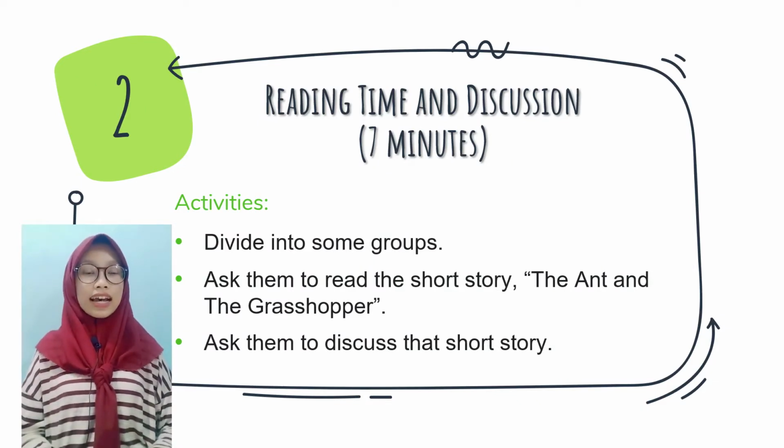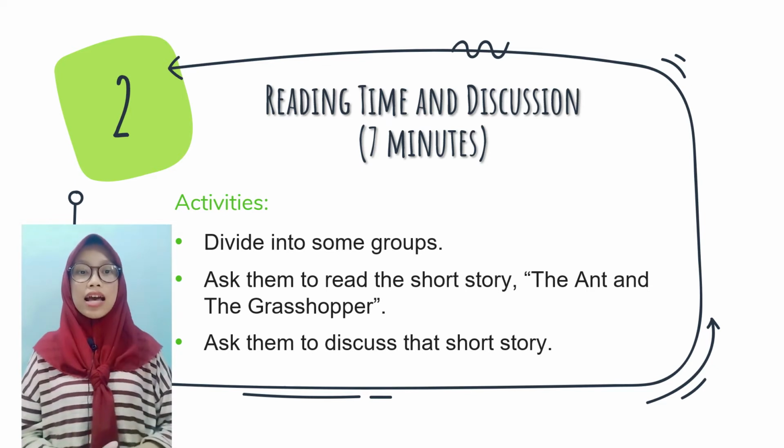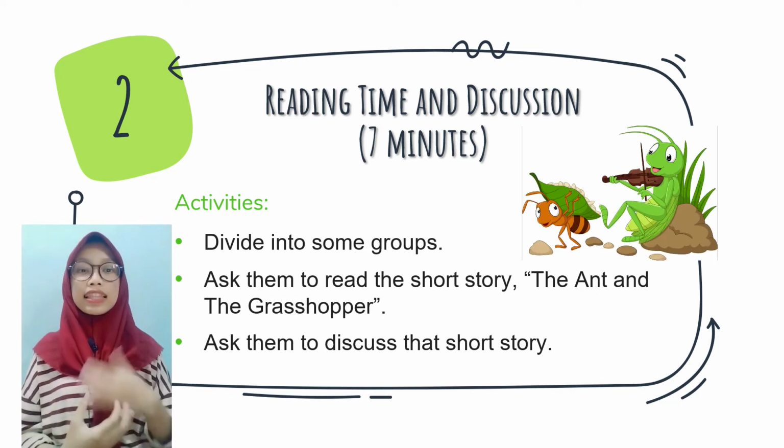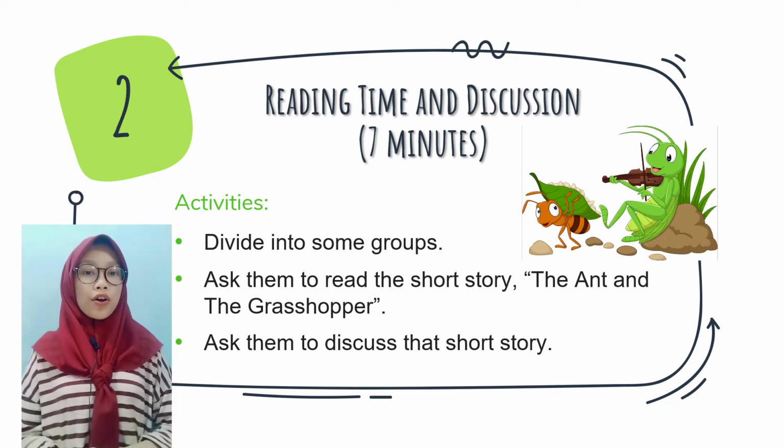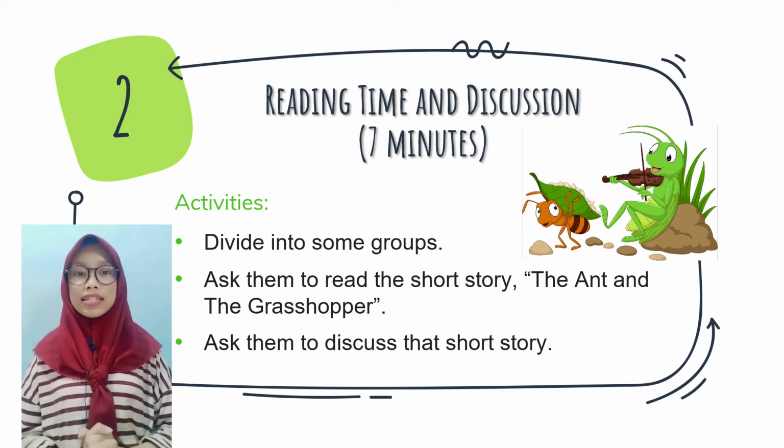The second activity is reading time and discussion. This activity will take 7 minutes. In this section, the teacher will divide the students into some groups and then ask them to read a short story. In this case, I provide a short story under the title The Ant and the Grasshopper. For the text itself, I will provide it in the next slide. And the last, the teacher will ask them to discuss that short story.